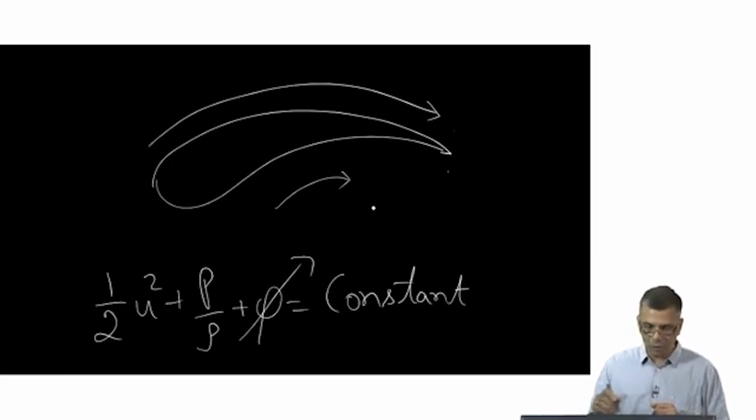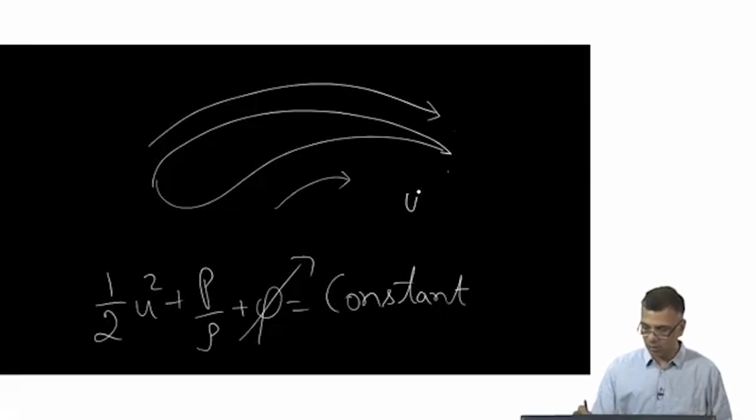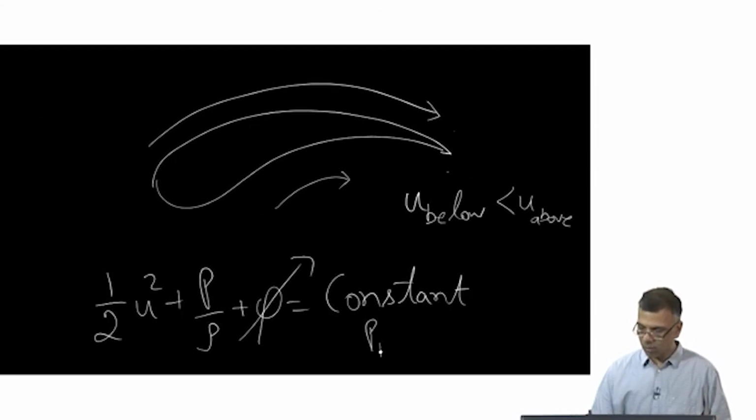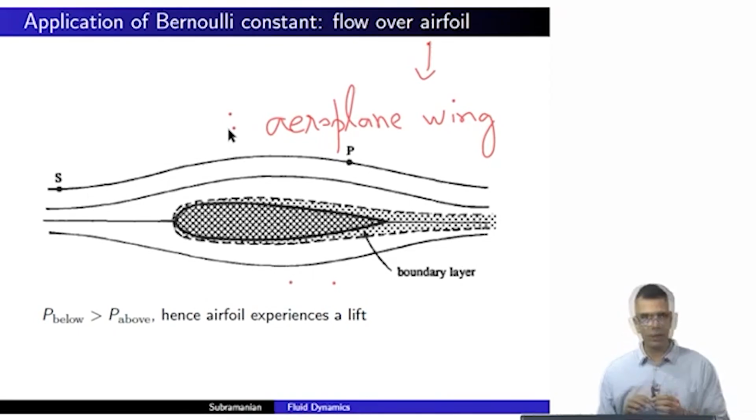Okay. Now the u below is smaller than the u above, right? And in order for this to be constant, because you are considering one streamline that's going around like this, therefore P below has to be greater than P above, right? And there you have it. Because P below is larger than P above, the airfoil experiences a lift. Okay? So this is how airplanes are able to fly.